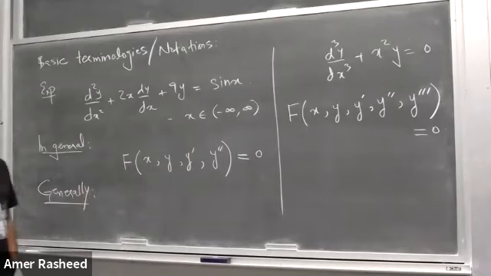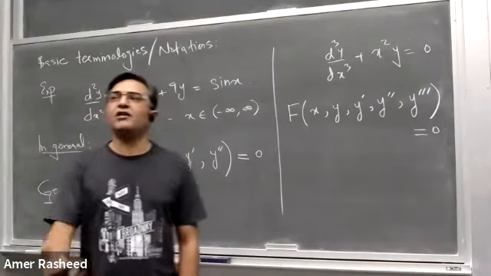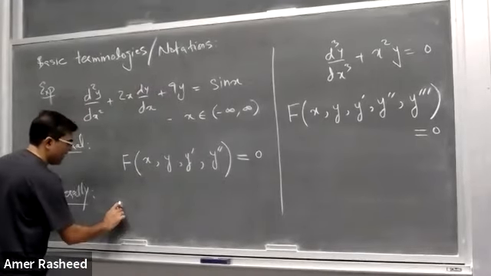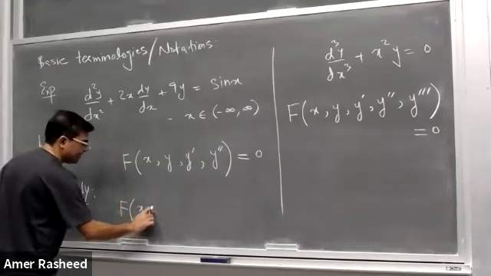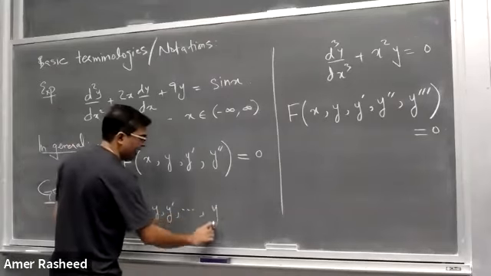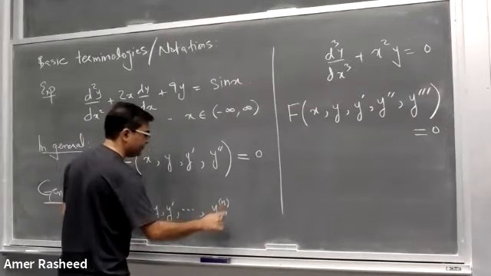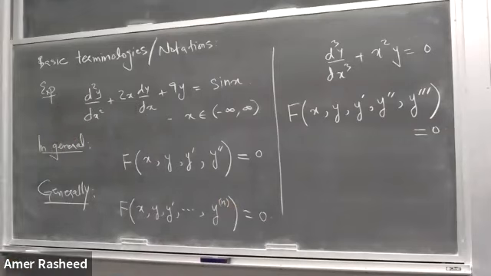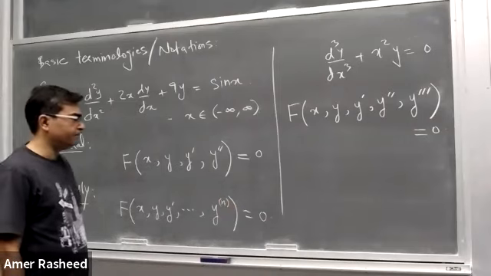Similarly, if we have a general nth order differential equation, we can write that differential equation in this form: f of x, y, y dash, and so on, up to the nth derivative y n dash. This we put equal to 0. So this is how we can write the differential equation if it is of order n.